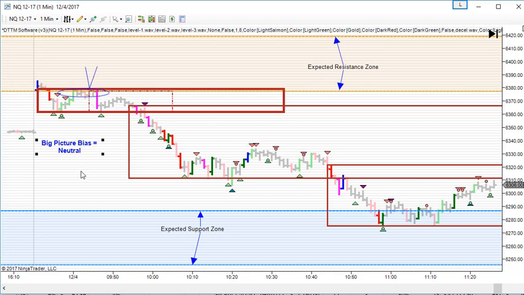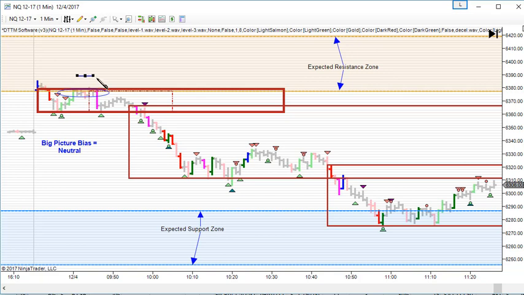Now, our big picture bias is neutral, so it's not hurting us or helping us, but we have 2 out of 3 right in that area right there. So does that guarantee that this is going to work? No, it doesn't. But what it does tell us is that we have a pretty good edge here. It probably is going to work. It's better than 50-50, certainly, and our risk is very small.